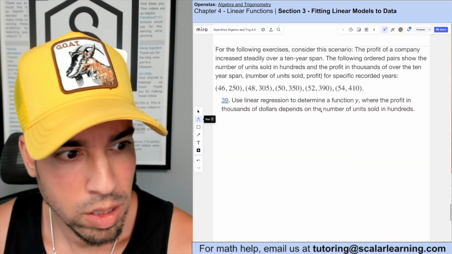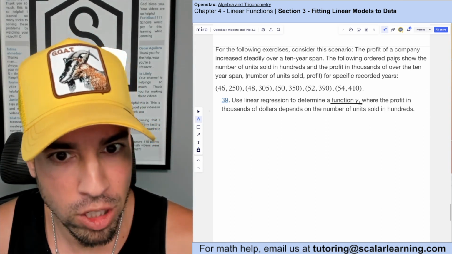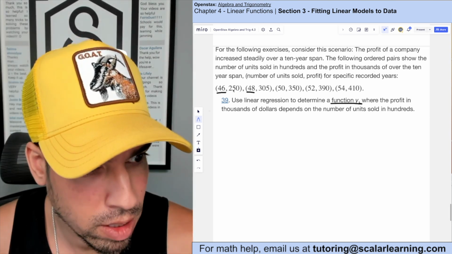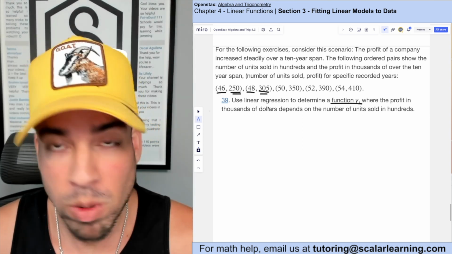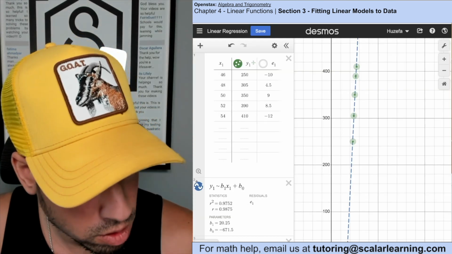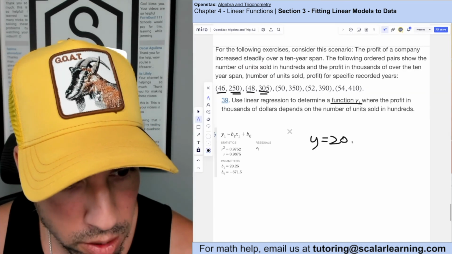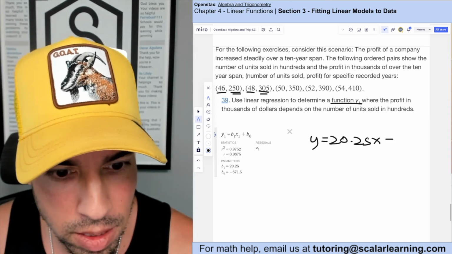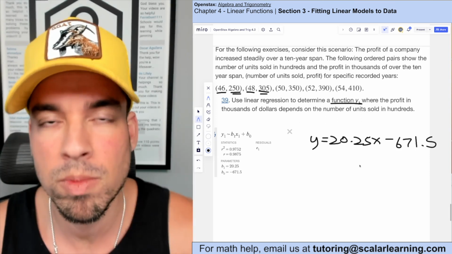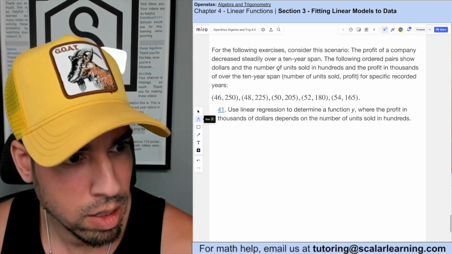Boom, done. So once again, we're going to try and determine a function y, a linear function, based on this information. And this is the number of units sold in hundreds, so that's all this, and the profit in thousands, so these are the profit values. So we're going to plug it into Desmos and see what we get. When we plug in these values here, this is what we get for the constants. So this is enough to get a nice linear equation. So using these constants, we get y equals 20.25x minus, or it could be plus negative, but minus 671.5.